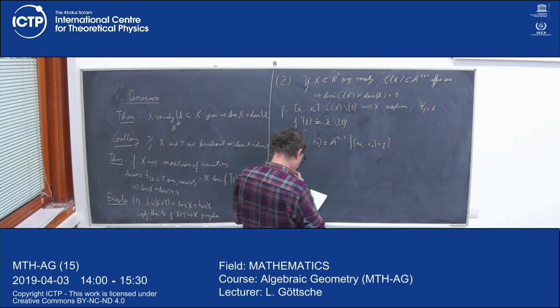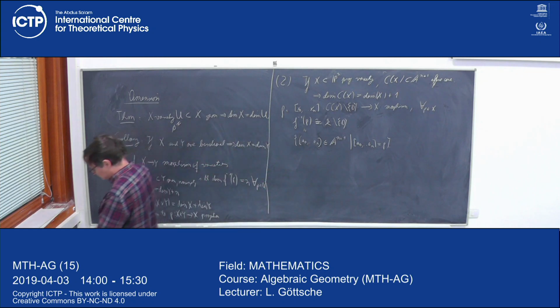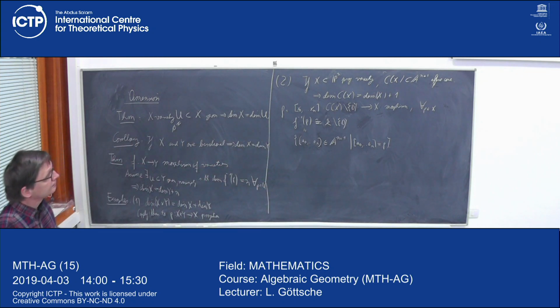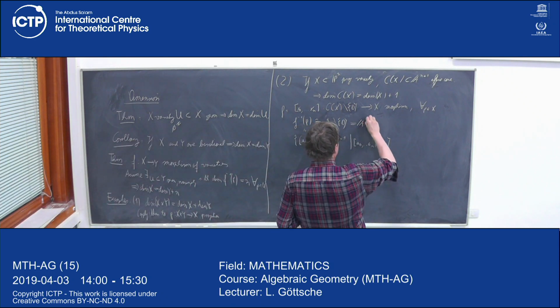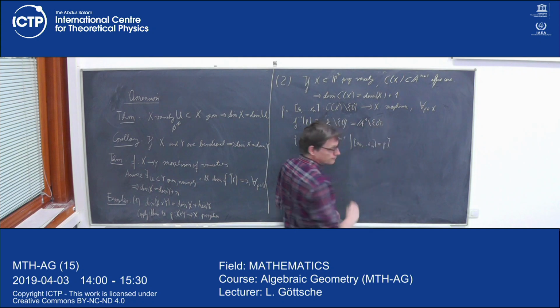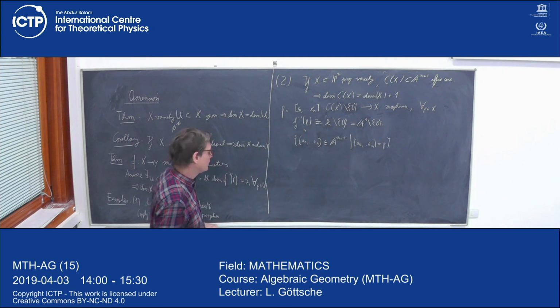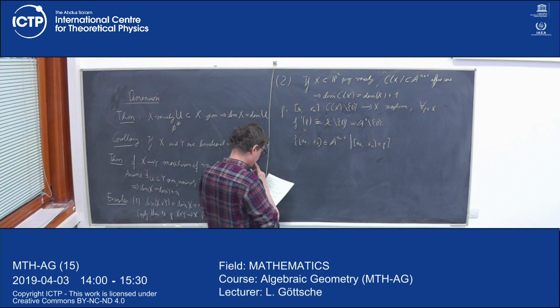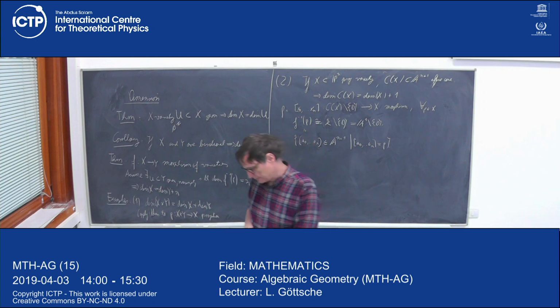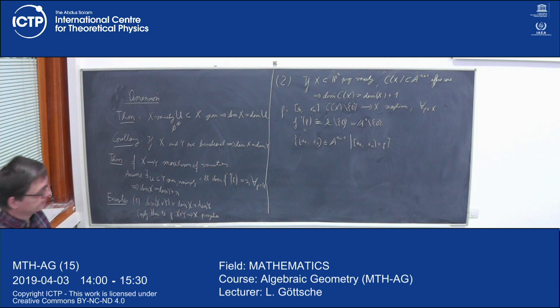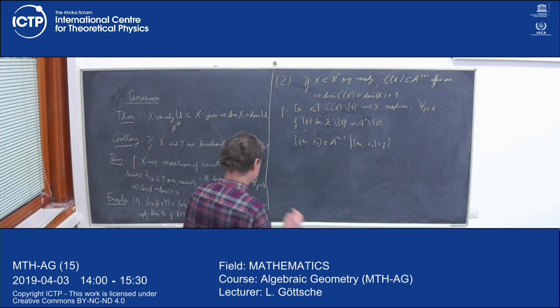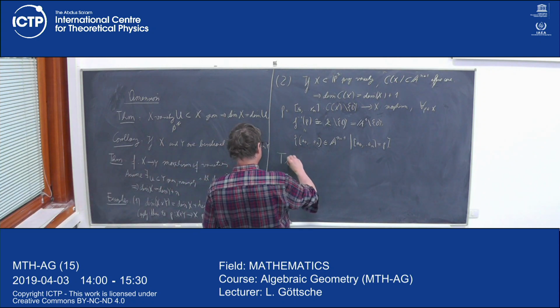Okay. So now we want to use this to study the dimensions of intersections of arbitrary subvarieties in A^n and P^n. And this is the following theorem.